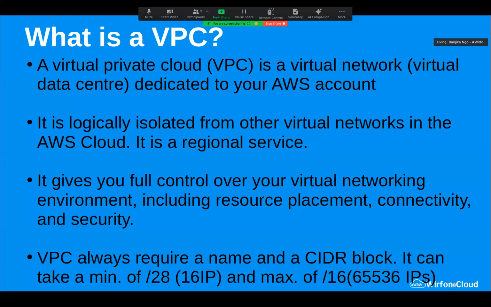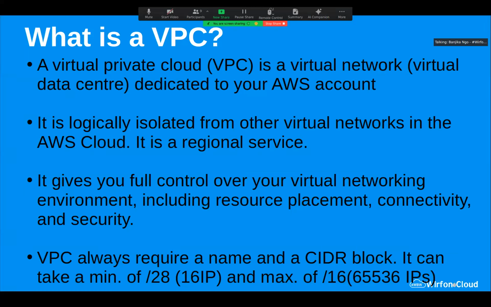In traditional IT, every company would always have its own data center before the coming of cloud. So think of a VPC as a virtual data center. It is somewhere out there in the cloud, right? And it's logically isolated from any other virtual networks in the AWS cloud.